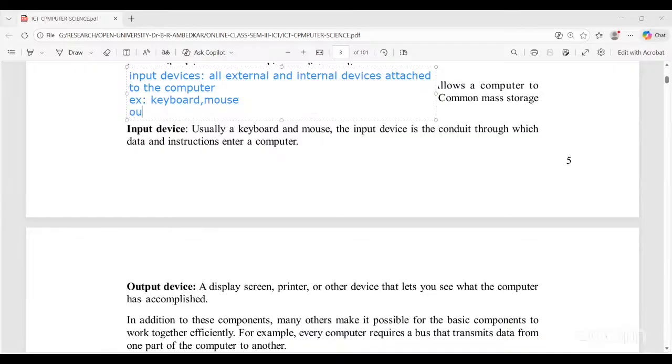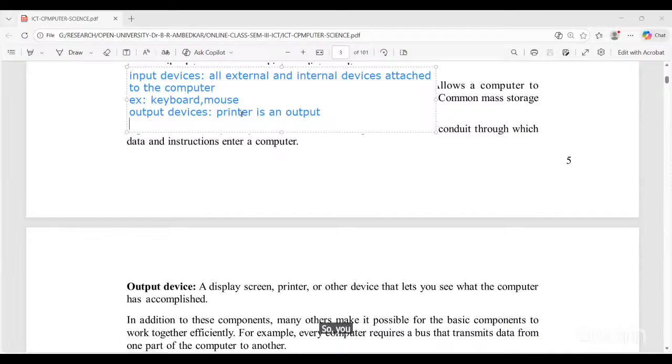And next one, output device. Sorry, just now I said printer is an input device. It is actually an output device. So here the printer is an output device. You know what a printer is? It's an output device.